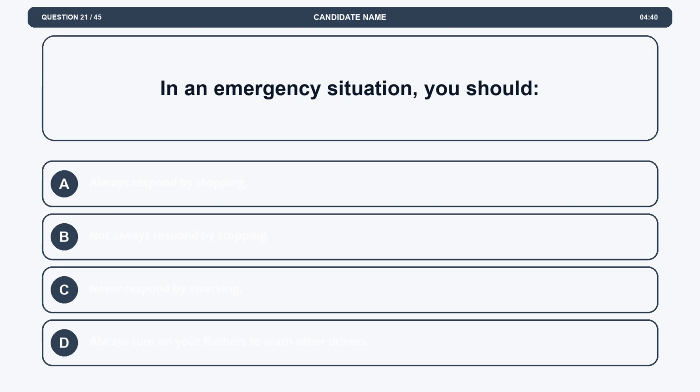Question 21. In an emergency situation, you should. Option A. Always respond by stopping. Option B. Not always respond by stopping. Option C. Never respond by swerving. Option D. Always turn on your flashers to warn other drivers.